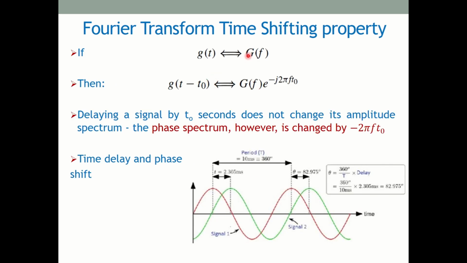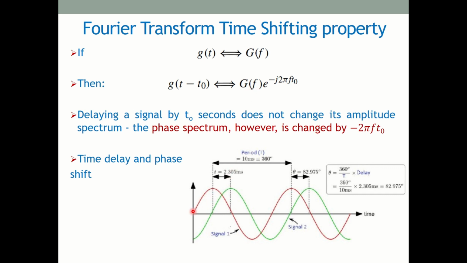Then we have the time shifting property, which means if we have g(t), its Fourier transform is G(f). If we delay or advance the g(t), if there is a shift in time, that will appear as an exponential term in the frequency domain. So in other words, the Fourier transform will be phase shifted. All the terms in the Fourier transform will be phase shifted by this amount, because this term will be multiplied with all the terms in the Fourier transform.